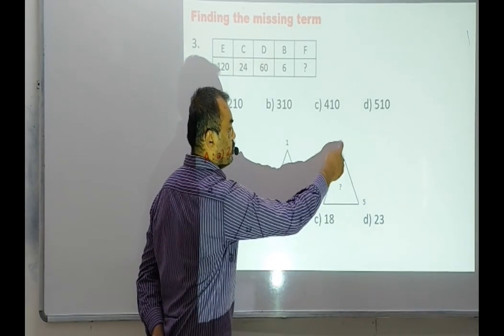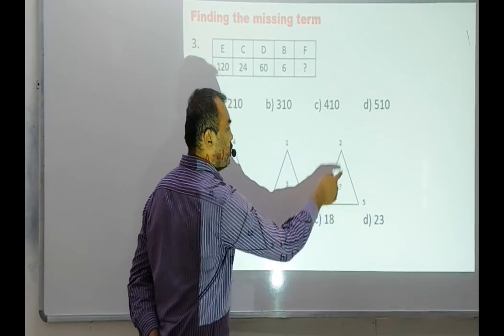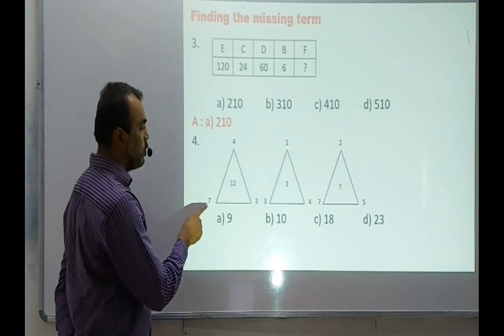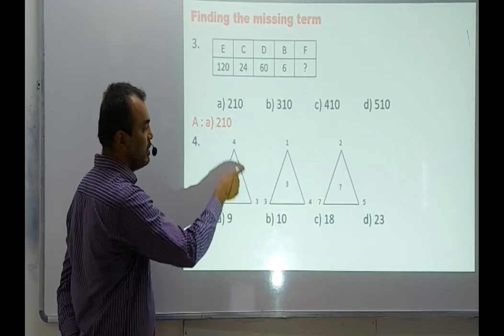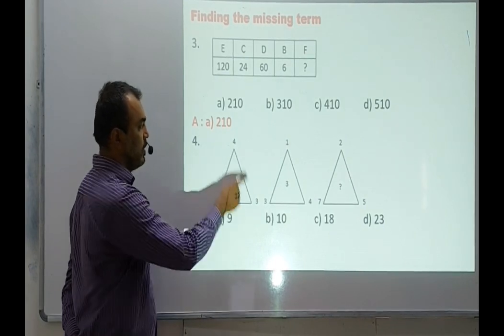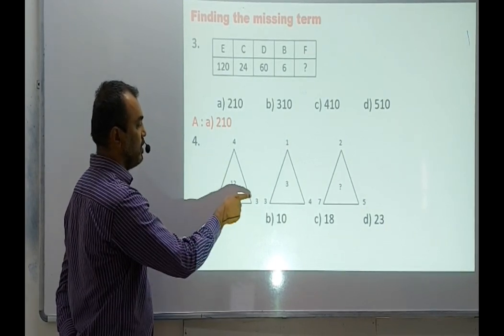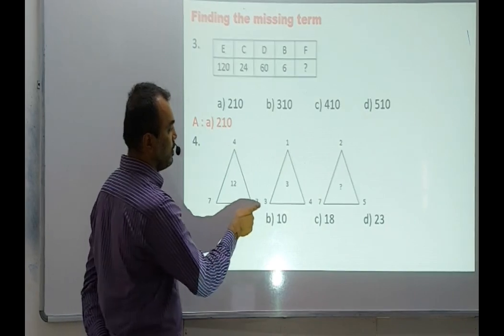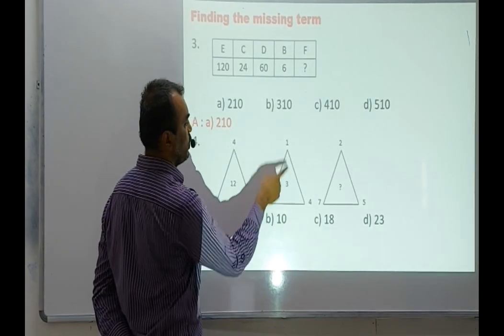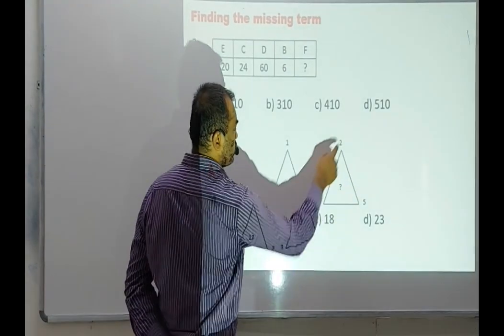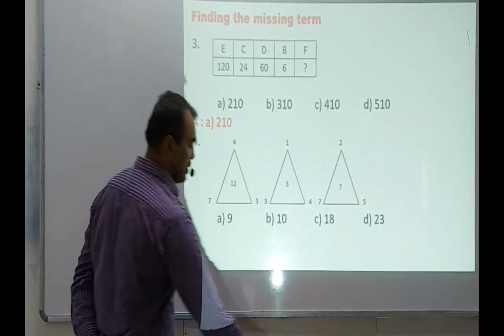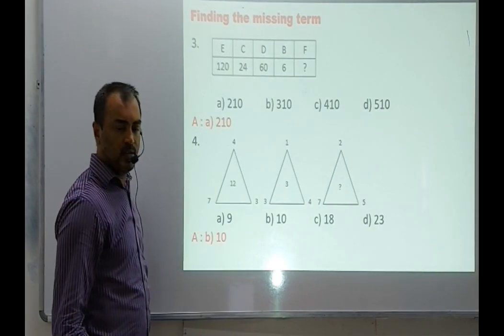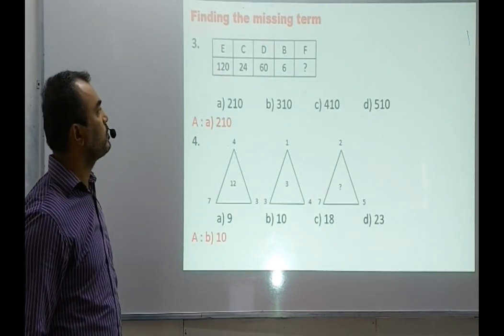So 5 plus 2 gives us 7. So 5 into 2 should give us, so the number at one corner is the sum of two numbers and the number inside is the product of the two numbers. So 3 plus 4 is 7 and 3 into 4 is 12. 3 plus 1 is 4 and 3 ones are 3. So 5 plus 2 is 7 and 5 twos are 10. So the answer is B, 10.